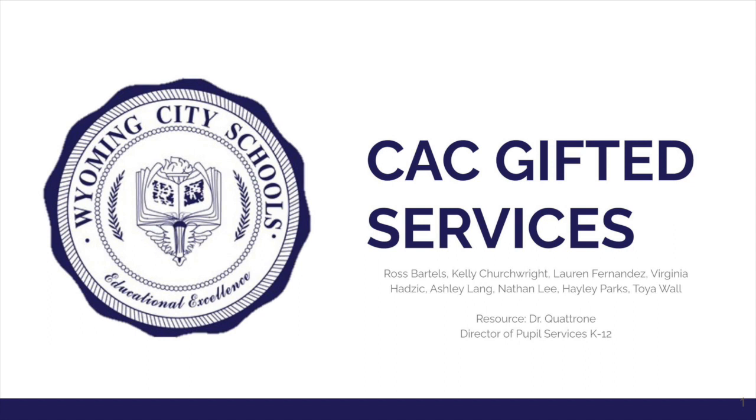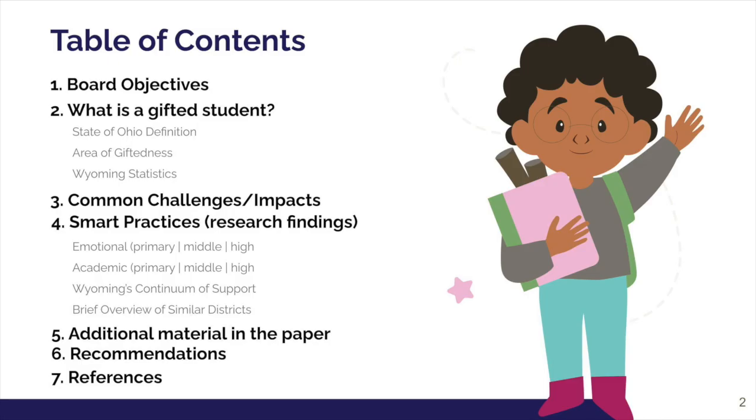Tonight, we have a lovely little presentation for you. We will talk about definitions of a gifted student, by definition in Ohio, different areas of giftedness that students can be considered gifted in, Wyoming stats, some of the common challenges and implications that gifted students typically face, our research findings for what we call SMART practices for specifically gifted students, focusing on emotional and academic in primary, middle, and high school. We'll go over Wyoming's continuum of support and talk about what similar districts to Wyoming do. And then we'll have our additional information in the paper and our recommendations.